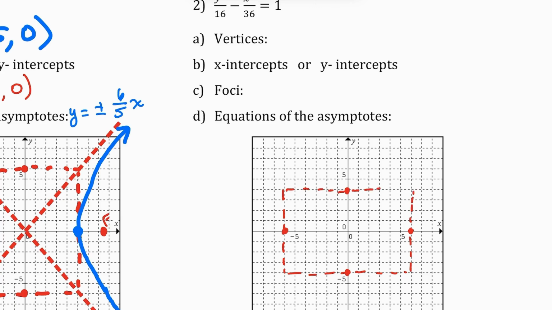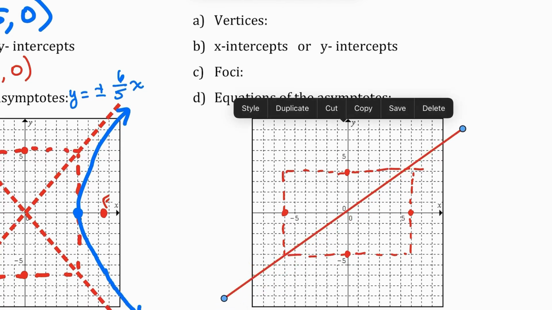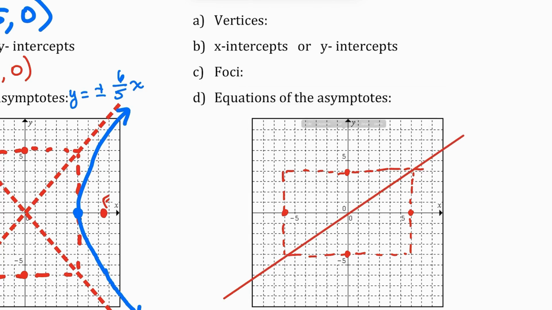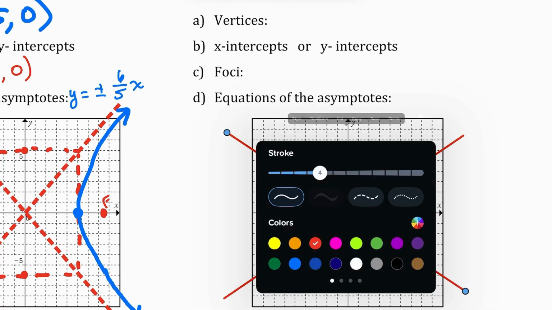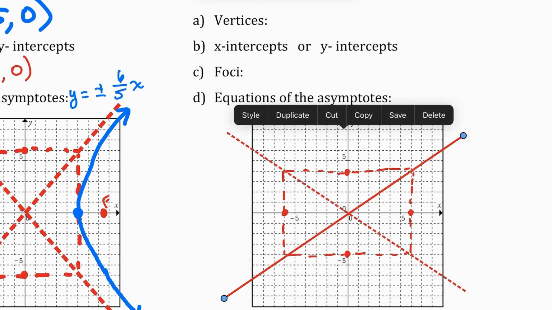That box is not an actual part of my hyperbola. What it does is it helps me create this line that goes through each of the corners of this box. If I was doing this on paper, I'd probably just get a ruler and go through those corners, and it would help me create these asymptotes. And I like to dash in my asymptotes, so I'm going to change those to dashed.